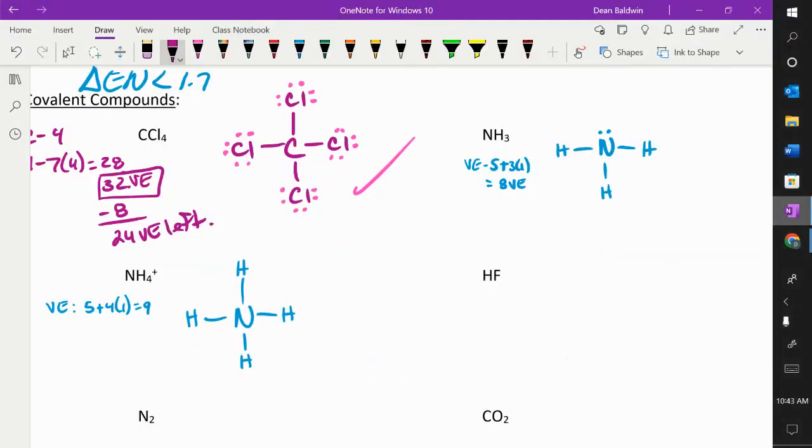So nitrogen's central. Nitrogen has 5 valence electrons. Hydrogen has 1. There's 4 of them. There's 9. But because we have a positive charge, we take 1 away. So that means we have 8 valence electrons to deal with.